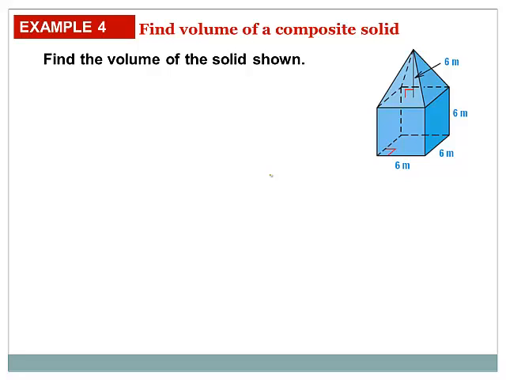Okay, this is called a composite figure because you have basically two figures that you know, but they're kind of smashed together. So the bottom figure here, that's your cube. How do I know it's a cube? Because I have 6, 6, and 6. The top figure, that's a square pyramid.